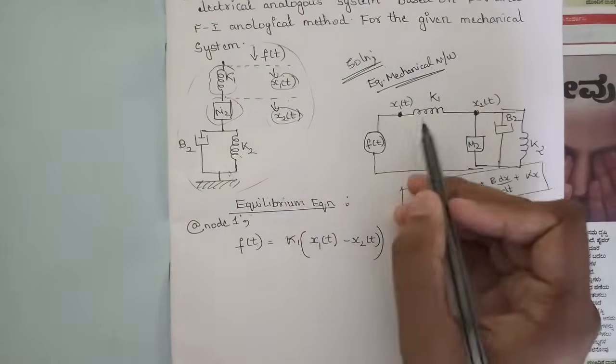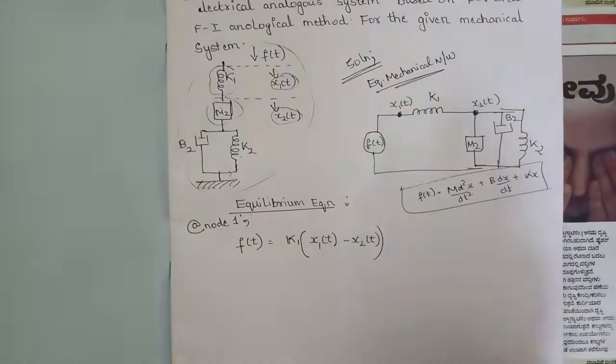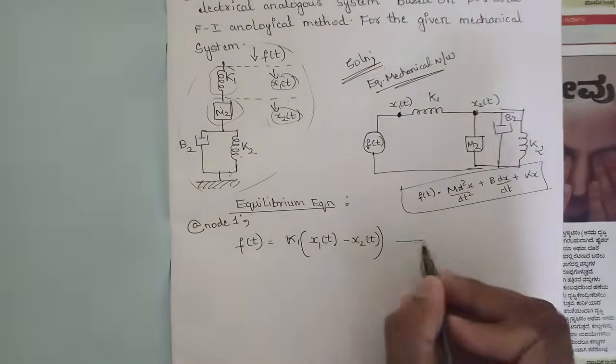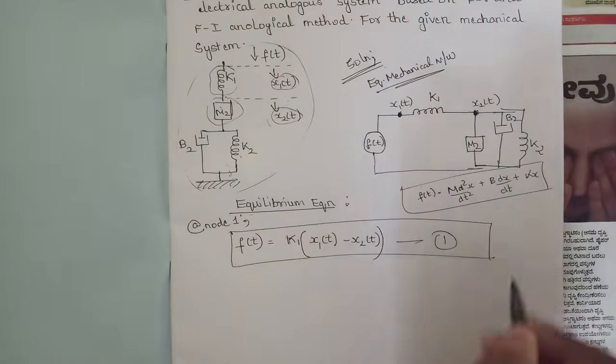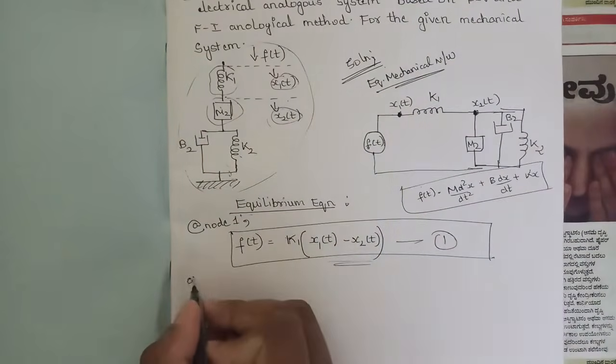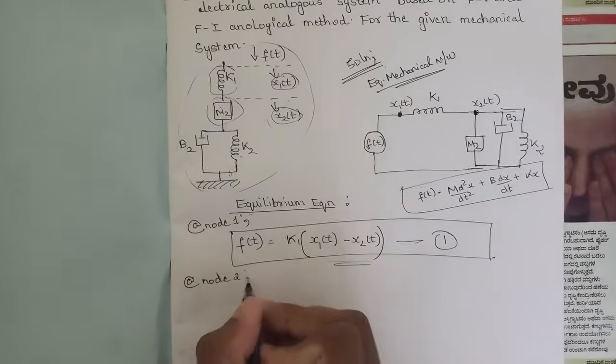Okay, so since we have only this force as well as the spring attached to this node, that is x1 of t, so that's all. We need to write this equilibrium equation for node 1. Now we have one more node, that is x2 of t. For that, let's try to write the equilibrium equation.